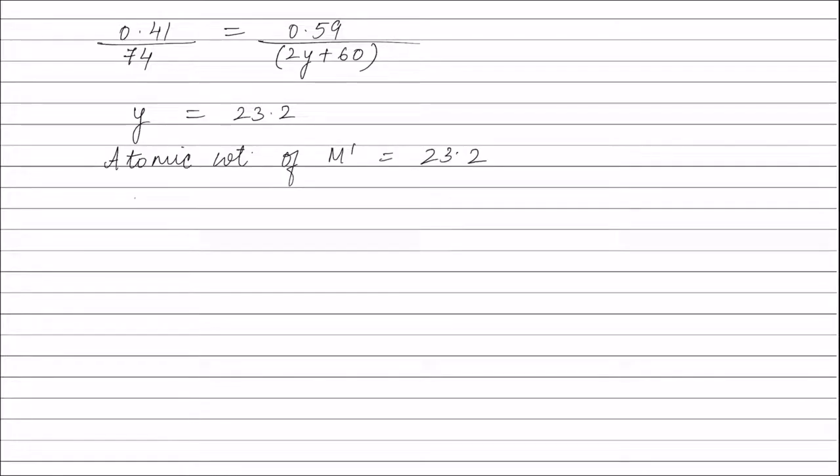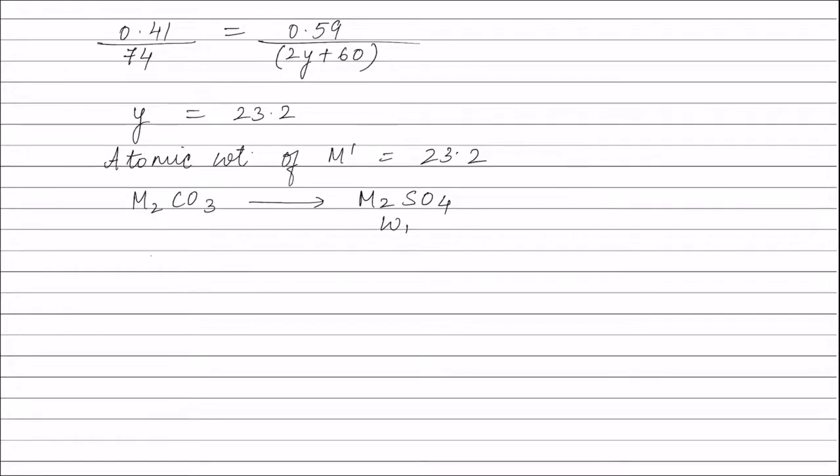Therefore, atomic weight of M' is equal to 23.2. Now both the carbonates get converted into sulfate, that is M2CO3 converts to M2SO4. Let the weight of sulfate be W1 gram. The equivalent of carbonate is equal to equivalence of sulfate. Therefore, we can write equivalence of M2CO3 equals to equivalence of M2SO4.